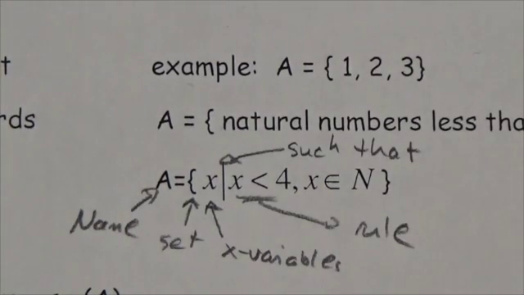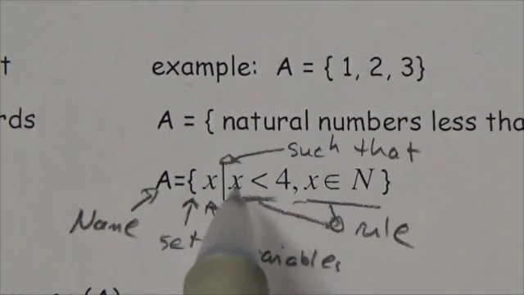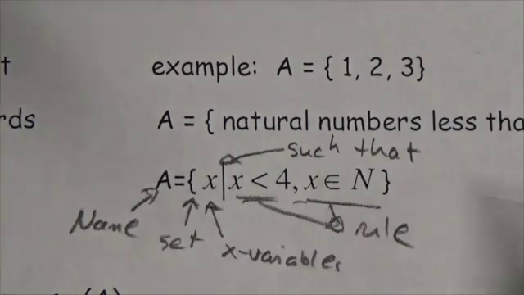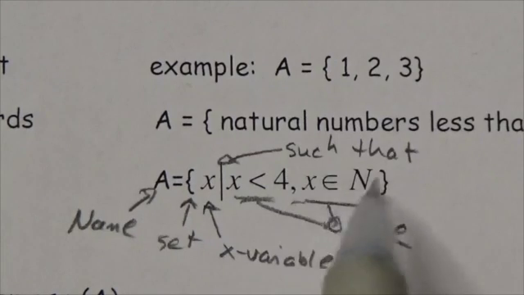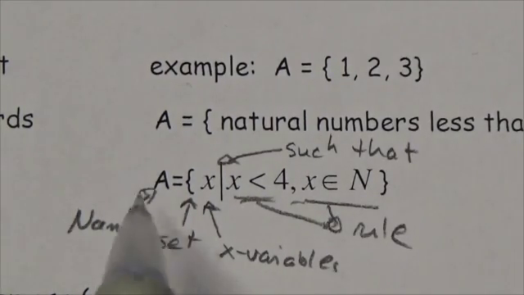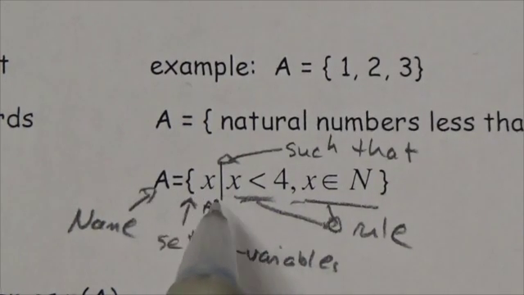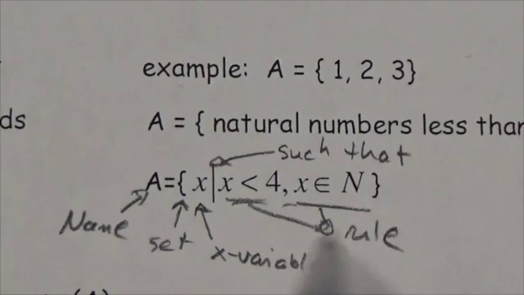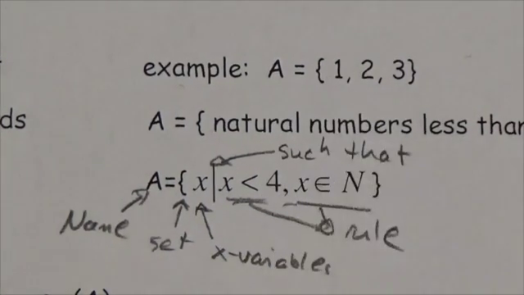And actually there are 2 parts to the rule. The first part is that the variable x represents values. It's going to represent natural numbers, where those natural numbers are less than 4. So A is the set of x values such that x is less than 4 and x is a natural number. And then you would know, oh, from there, yeah, you mean 1, 2, 3.